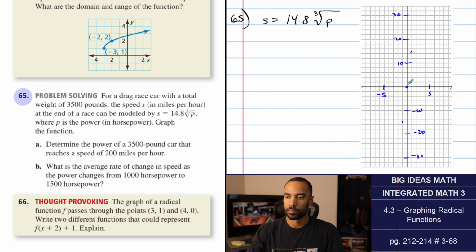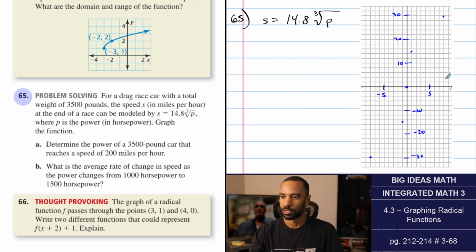And you go over 8 to go up 2 times 14.8. So that's 29.6, so really close to 30. So might as well look like 30 right there. And then negative 8 and down to about negative 30. So the curve is looking curvy. Let's go. I'm trying to be as precise as possible here.